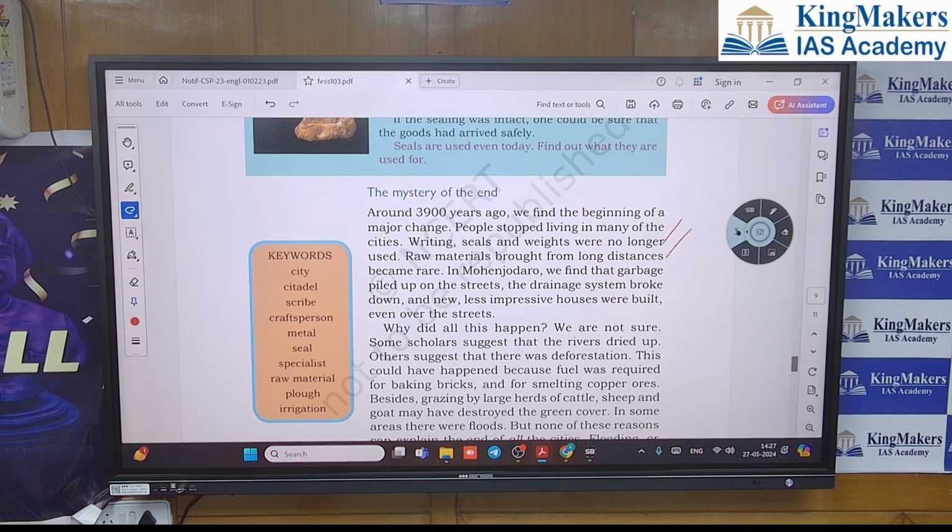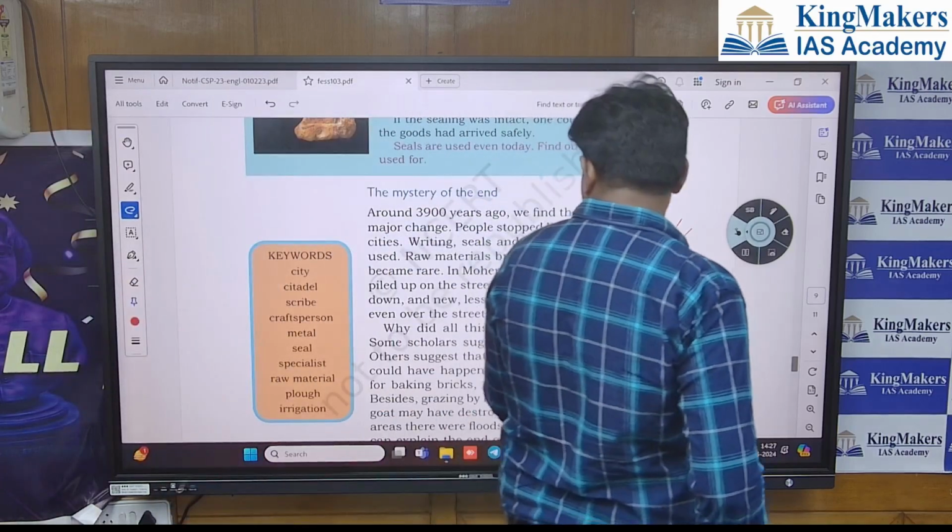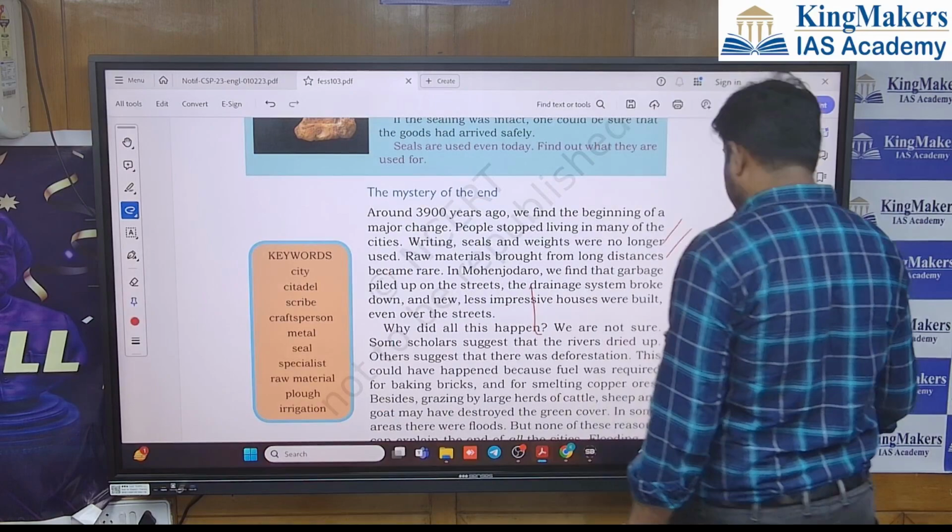Just give it a read, a very important chapter. You can read and get some points about it. Okay, fine. Any doubts, questions till now? You can try all these things.